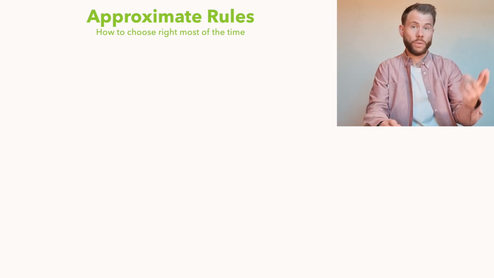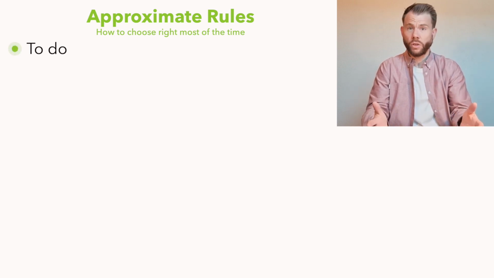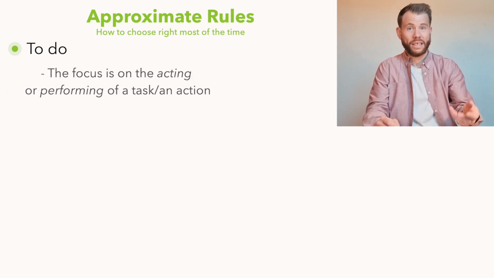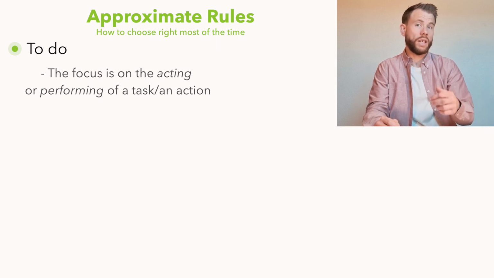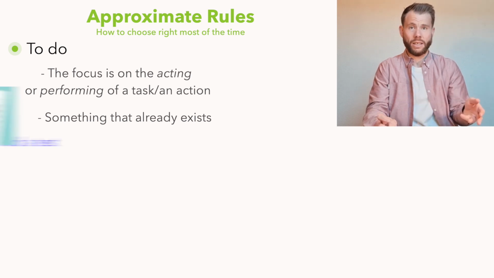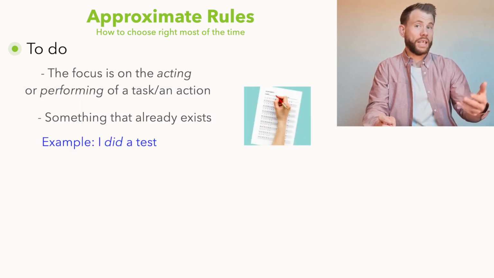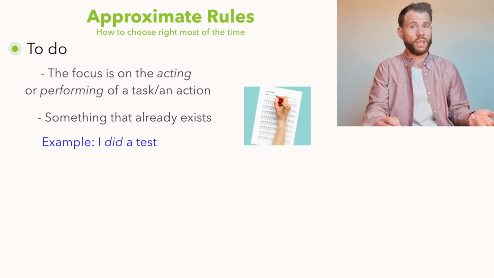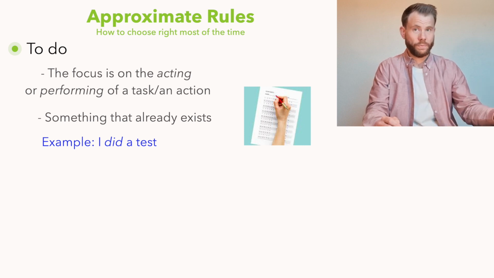So let's start with the verb to do. When you use the verb to do, you're focusing on the action, the acting or performing of a task. And normally it's a task that already exists. For example, you can say, I did a test. That means that the test already existed. The method for the test already existed and you performed the test. You followed the procedure by doing it.